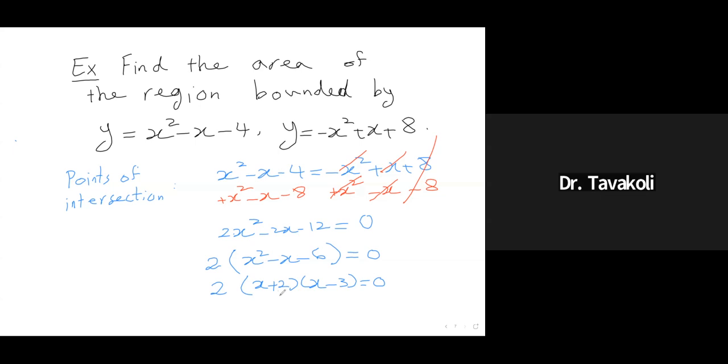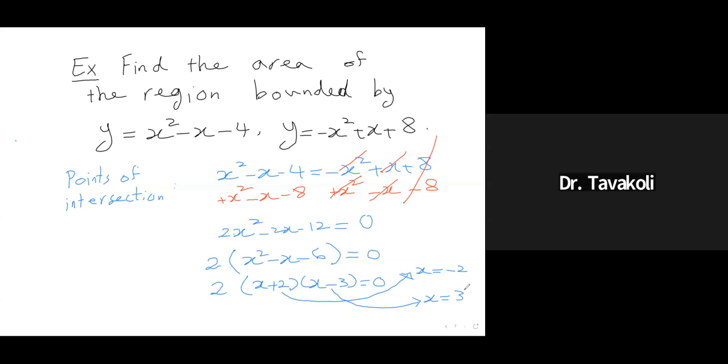So from x plus 2 equals 0, I get x equals minus 2. From x minus 3 equals 0, I get x equals 3. So these are the x's at which the two graphs intersect. Next, the integral should be over the interval from -2 to 3.